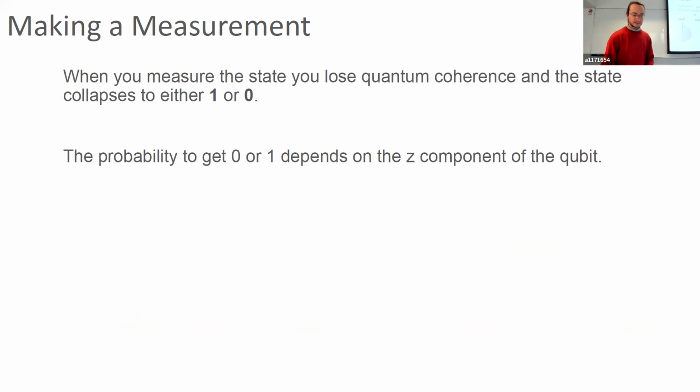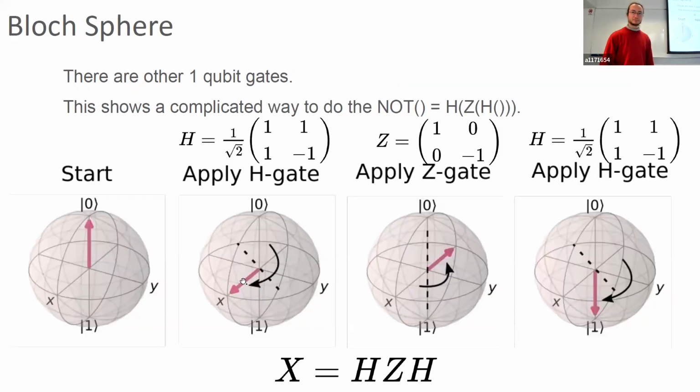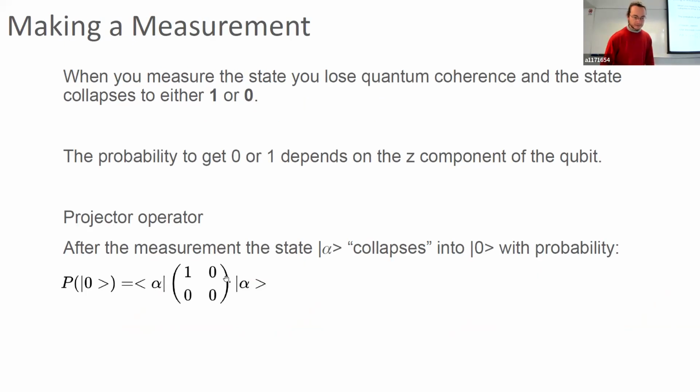But let's say that the system happens to be on the equator, for example. Then when you project on the 0 state, you get 0.5. And that means that the probability of measuring the system in the 0 state is 50%. So if you repeat this experiment many times, on average, you will get the 0 state half of the time and the 1 state 50% of the time.